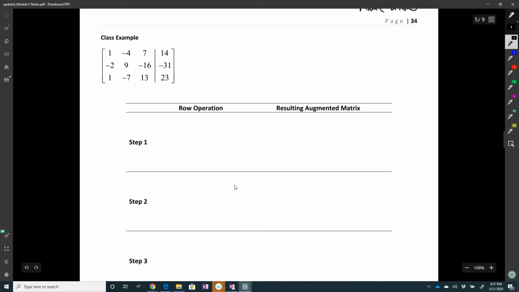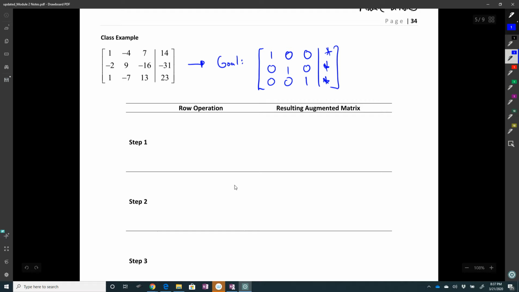Anyway, so I have this matrix, and I want to go ahead and try to solve it. So remember that we always have a goal when we're trying to do these. And your goal is to make it look like this: 1, 0, 0, 0, 1, 0, 0, 0, 1. And it doesn't matter what the numbers at the end are. So that's your goal.